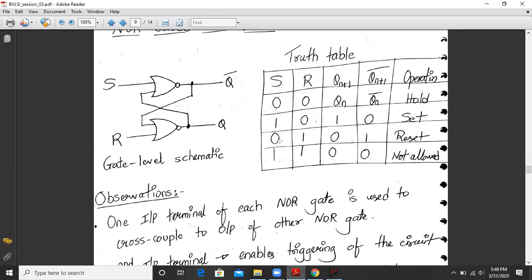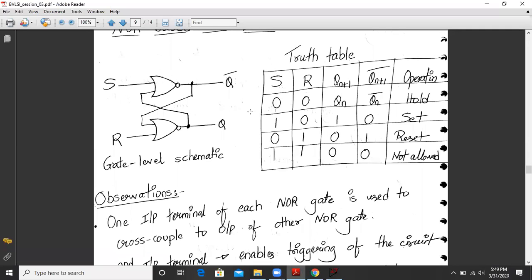Similarly, when S is 0 and R is 1, let us consider Q as 0. If Q is 0 over here and S is also 0, Q bar becomes 1. And when Q bar becomes 1, this goes over here, R is 1. So my Q bar becomes 1 and my Q becomes 0. So this is called the reset condition of the SR latch.